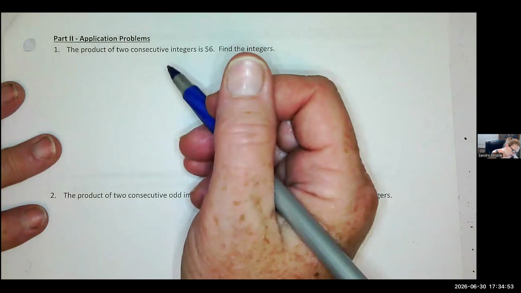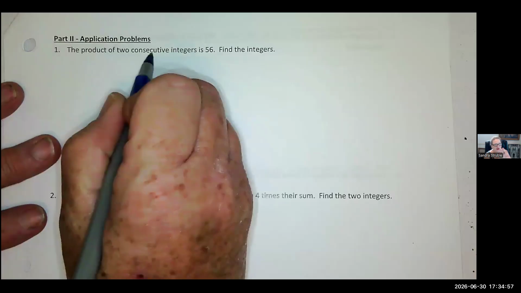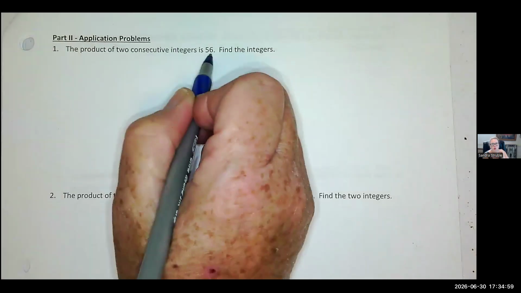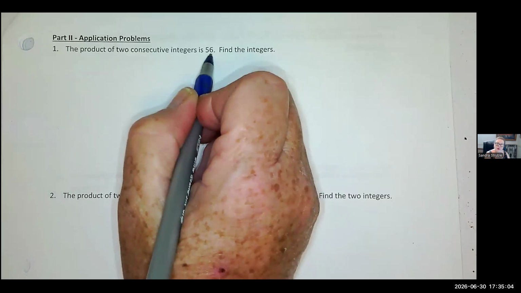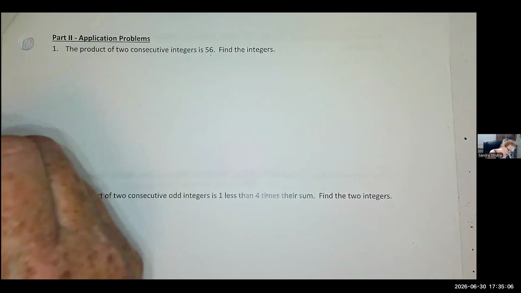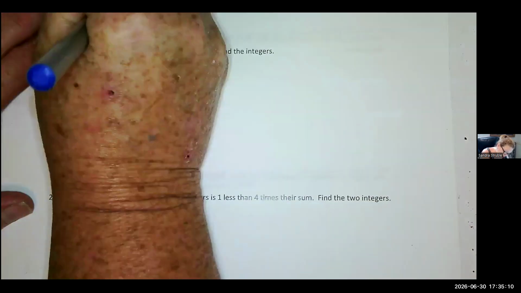All right, the product of two consecutive integers is 56. So, as math is a language, we have to understand what is happening here. You need to decipher what it's saying. Product means multiply, always.